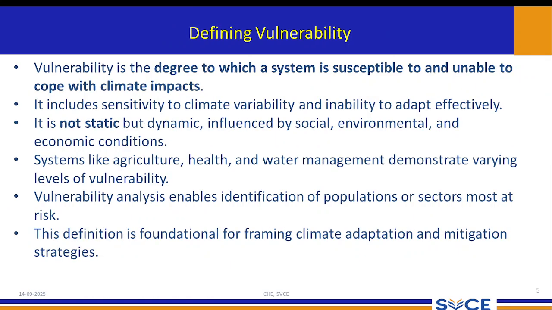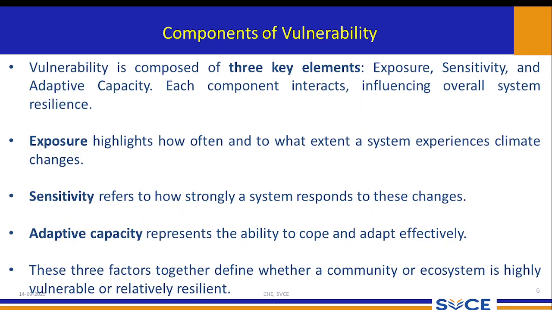So vulnerability is the degree to which the system is susceptible to and unable to cope with climate impact. At what extent is the system able to withstand? For example, we have ultimate stress, which means it will be able to withstand that particular amount of load, after which what will happen? It will break, right? So it is the same thing. Vulnerability is the degree to which the system is susceptible to and unable to cope with the climate impact.